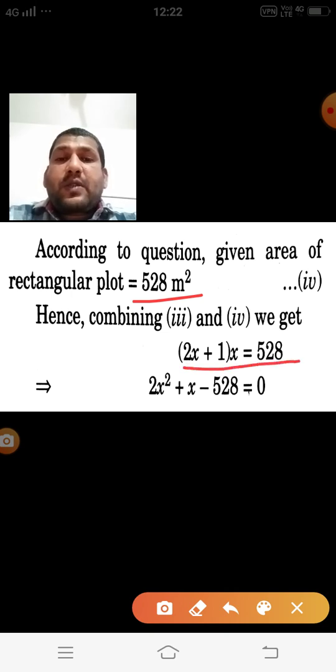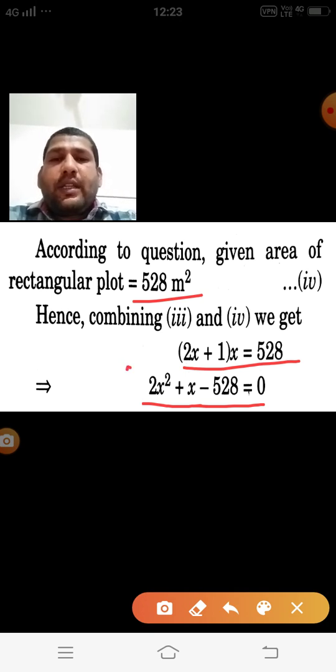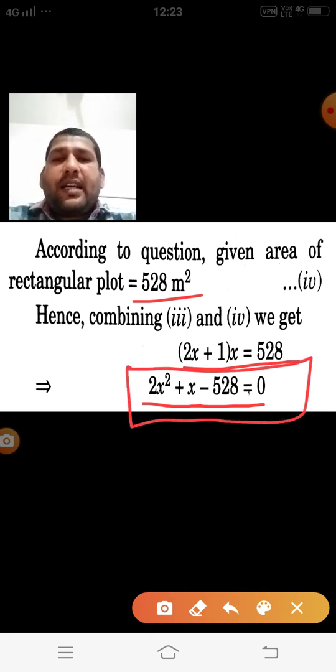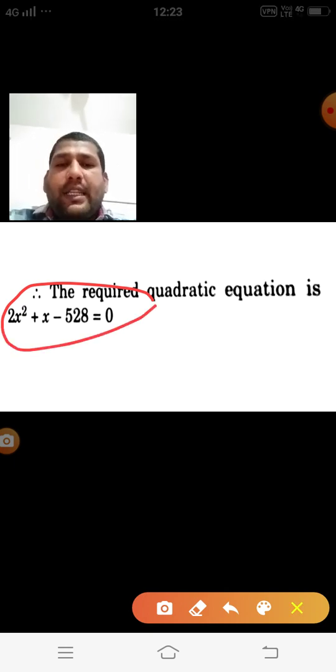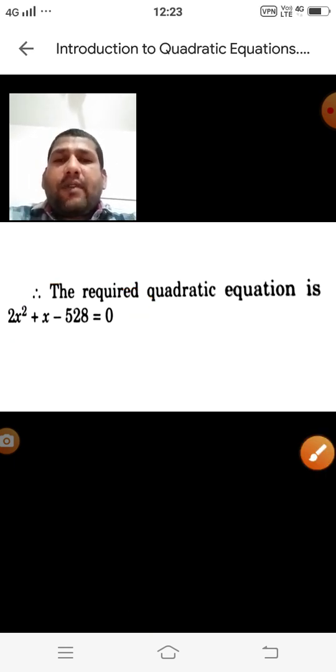Then 2x plus 1 into x equal to 528, and if you are multiplying x with 2x plus 1, we are getting 2x square plus x. And if you are taking 528 on the other side, then we are getting this value minus 528 in left hand side and equal to 0. Then yes, this we are observing it is a quadratic equation. Then 2x square plus x minus 528 is the required quadratic equation for the given situation.